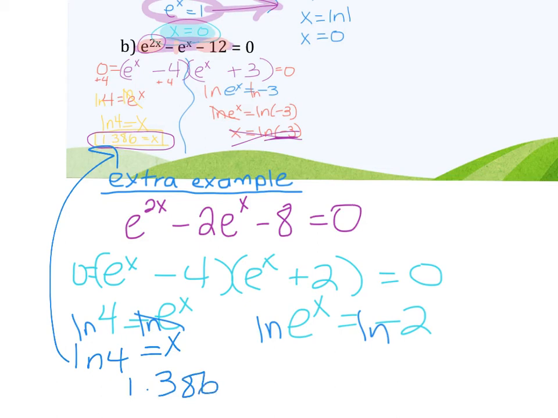1.386. And then here, ln of negative 2, what's going to happen? Cancels out. You can't find the ln of a negative number. So your only answer is 1.386.